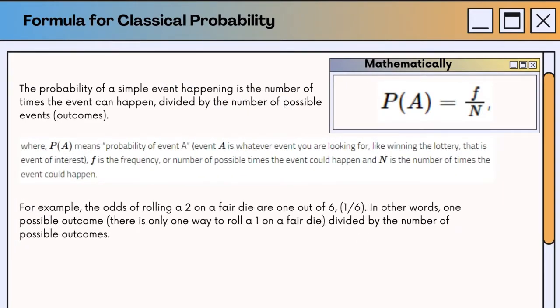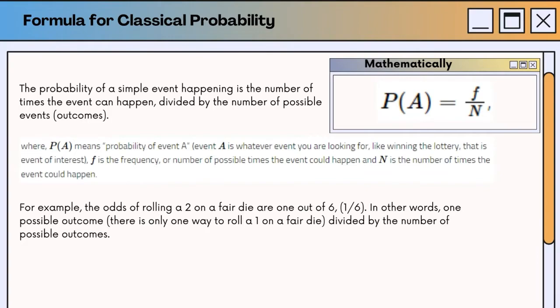Formula for classical probability: the probability of a simple event happening is the number of times that event can happen divided by the number of possible events or outcomes. As you can see in the formula, P(A) means the probability of event A. Event A is whatever event you are looking for, like winning the lottery, that is the event of interest. F is the frequency, or number of times that event could happen, and N is the number of possible outcomes.